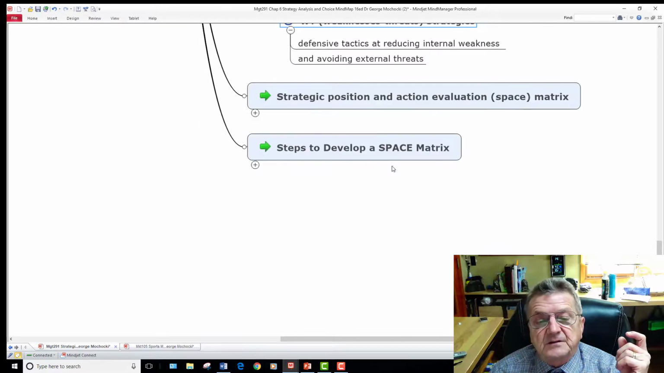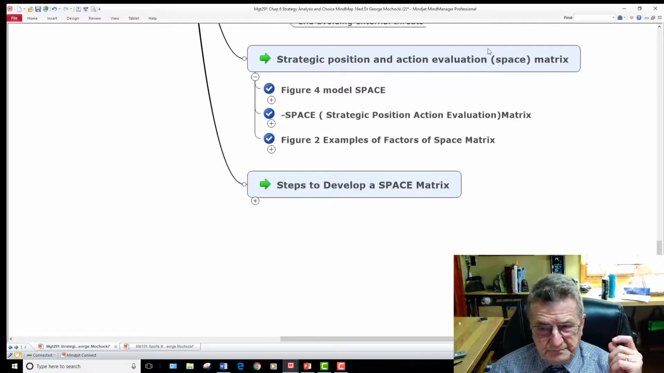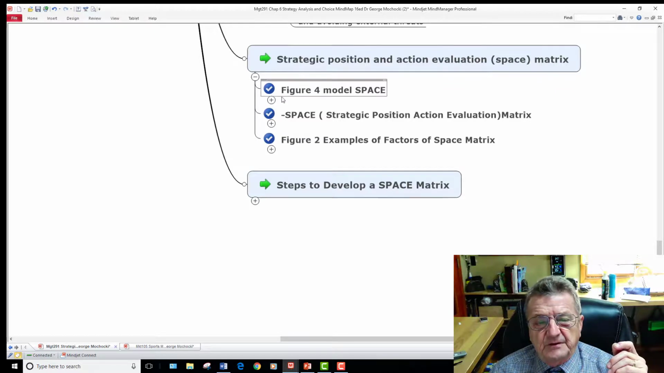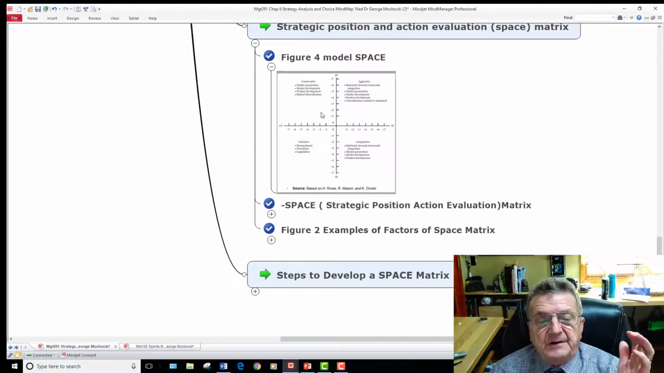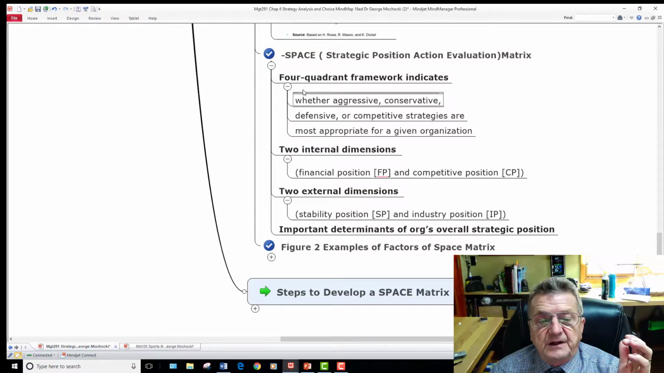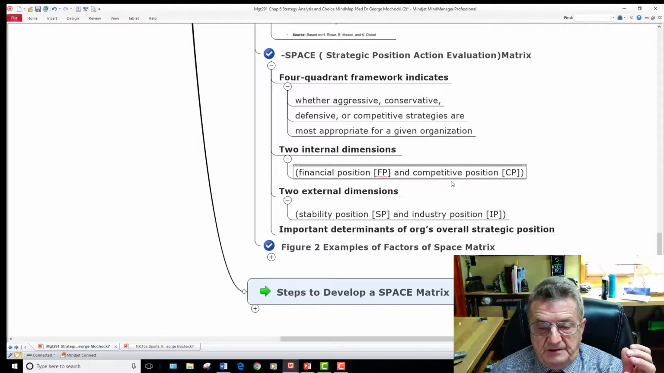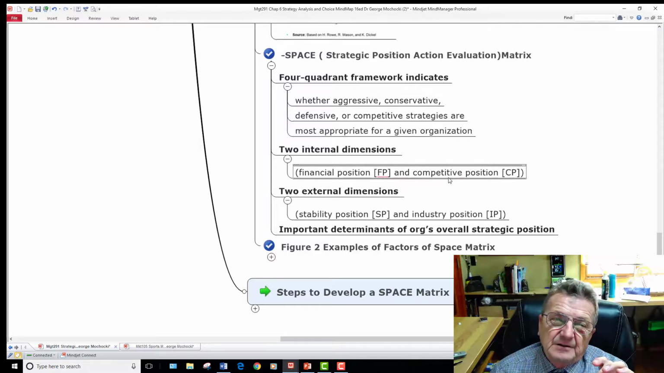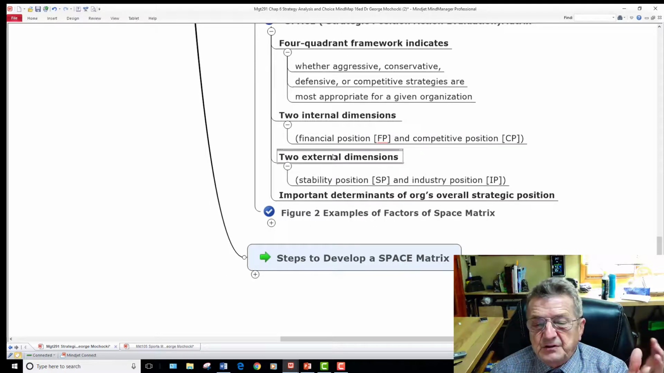Okay, the next one we're looking at is strategic positioning, what they consider the SPACE matrix. I'm not going to go into it, but here's the figure in the book. It has 4 quadrants, whether aggressive, conservative, defensive, or competitive, whichever is most appropriate for the organization. You have 2 internal dimensions: financial position, FP, and competitive position, CP. Those are the labels. Just think of financial position and competitive position. Do I have enough money to compete with the competition?